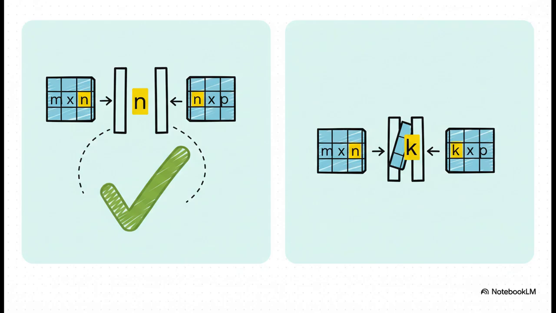Now look at the invalid case on the right. If matrix B had dimensions k by p, and k is not the same as n, then the inner dimensions don't match. The operation is undefined. It's a mathematical dead end.